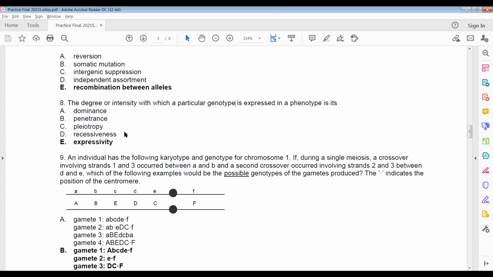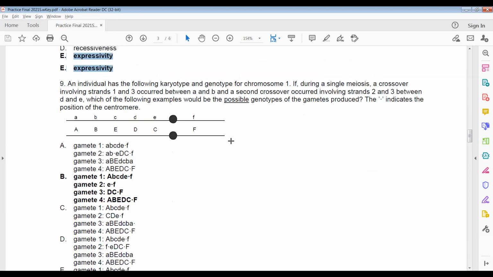So one is penetrance, the other one is expressivity. They have slightly different definitions. If we talk about the degree or intensity with which a particular genotype is expressed, then this is the expressivity, right? The level or degree or intensity. We're not talking about the probability that a specific genotype is expressed. The degree is related to the expressivity.